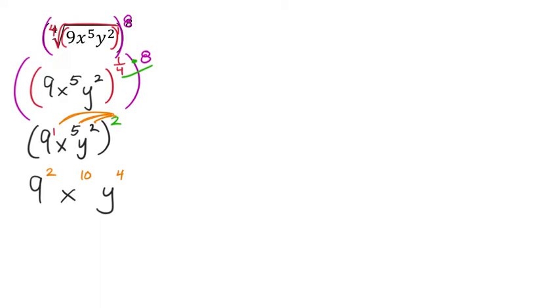Now that's pretty nice, and that was fun, but 9 to the power of 2 can still be evaluated. 9 to the power of 2, 9 times 9, is 81. And then everything else there, we didn't really do anything with that other stuff. So this right here ends up being our final answer.